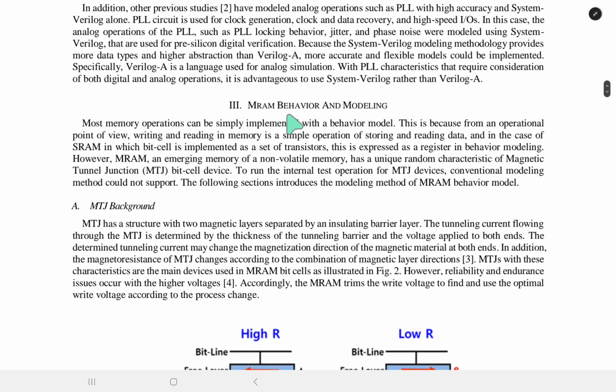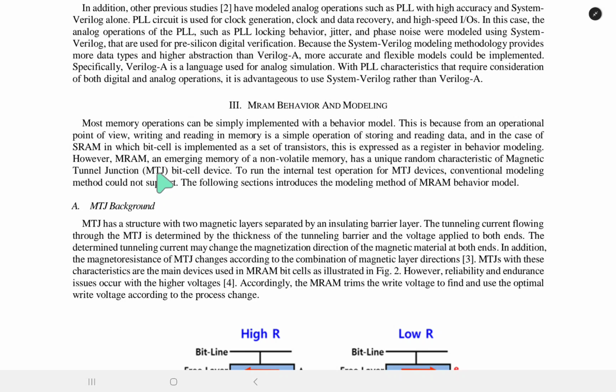Section 3. MRAM behavior and modeling. Most memory operations can be simply implemented with a behavior model. This is because, from an operational point of view, writing and reading in a memory is a simple operation of storing and reading data. In the case of the SRAM, in which the bit cell is implemented as a set of transistors, this is expressed as a register in behavior modeling.